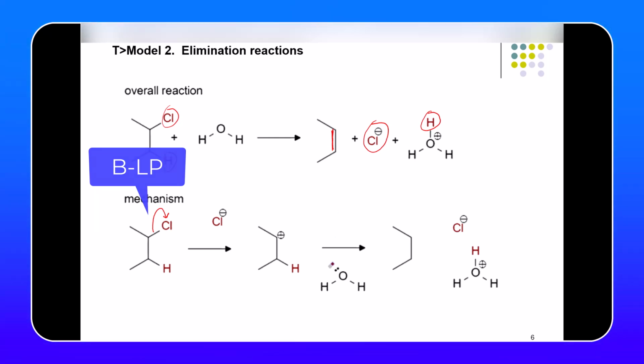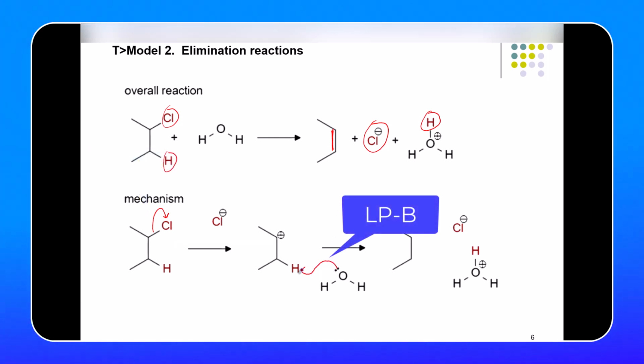Next, we have a water molecule here with its lone pair of electrons making a bond, so that's a lone pair to bond. And we have a bond to bond: carbon making a bond to hydrogen. Because the hydrogen is being removed, those electrons are now going to make a new pi bond.